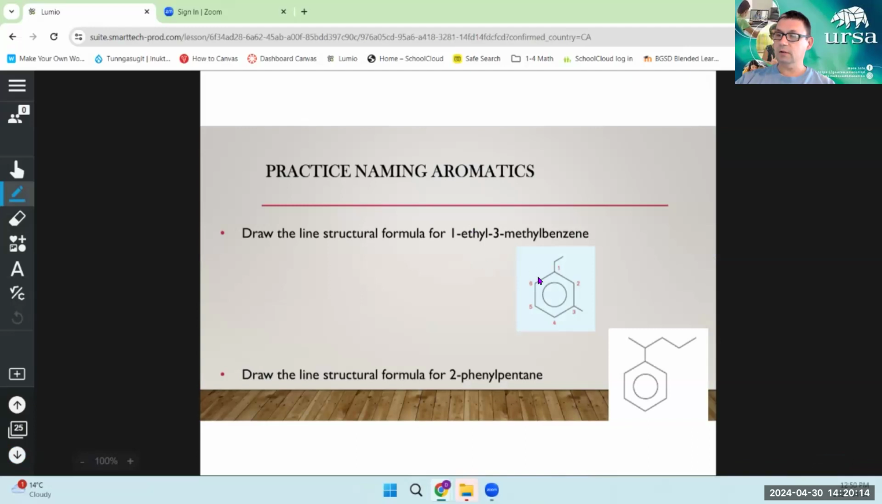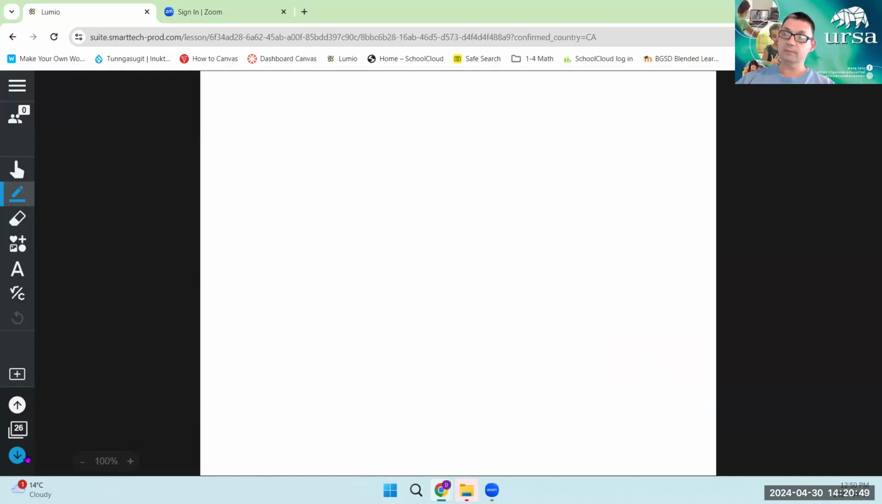So let's take a look at this one. The line structure for 1-ethyl, 3-methyl. Here we see it: a benzene ring with a side chain, an ethyl side chain, a 2-carbon side chain, at carbon number 1, and a carbon number 3, a 1-carbon. Here, the benzene ring is not located at a terminal carbon. So we have this 5-carbon alkane, pentane, of which at carbon number 2, we have a phenyl group attached to it. Hence, 2-phenylpentane.